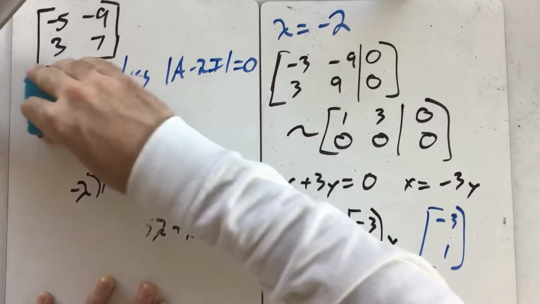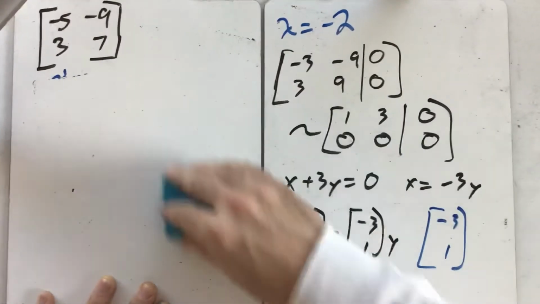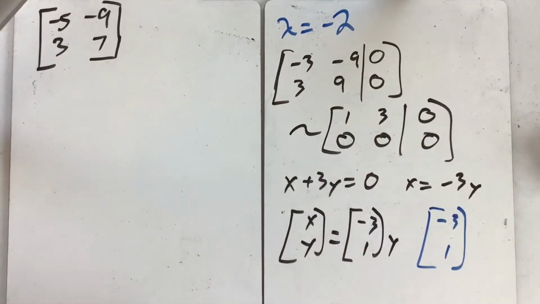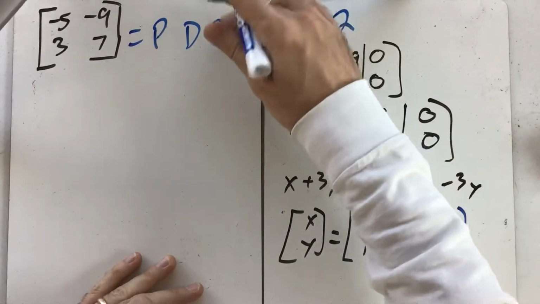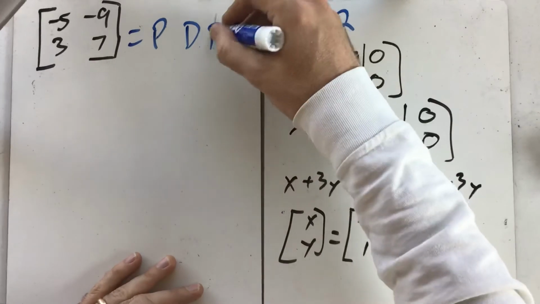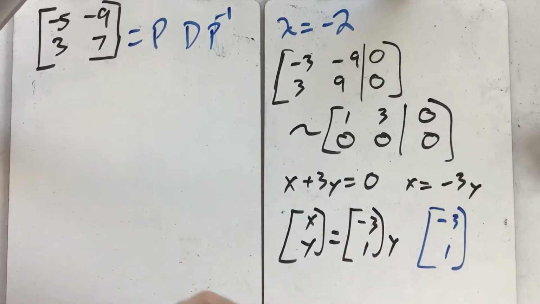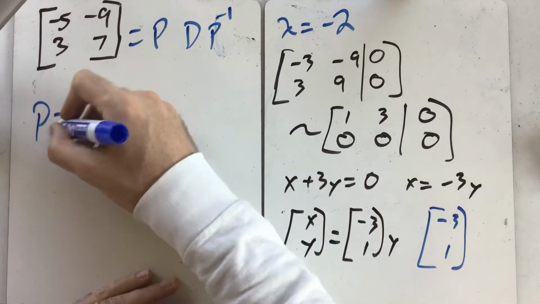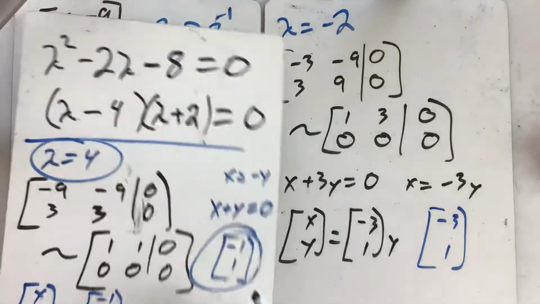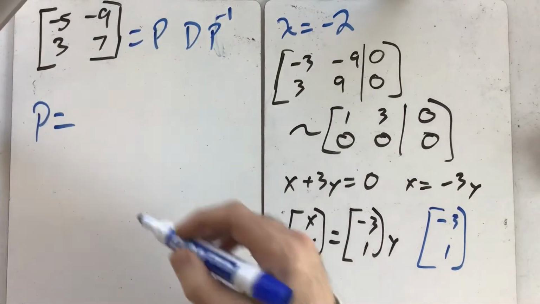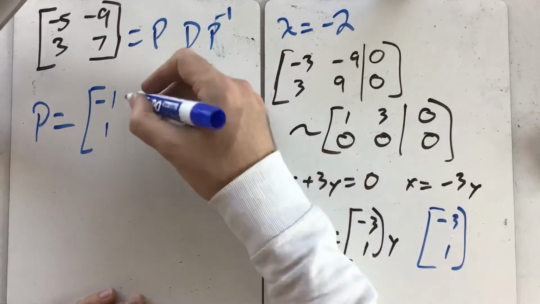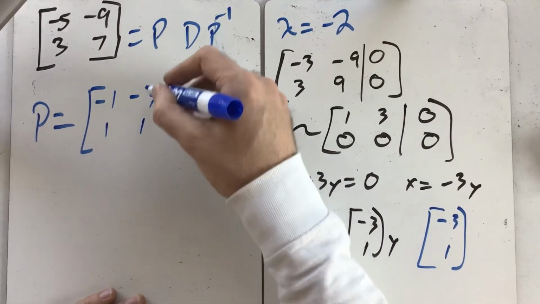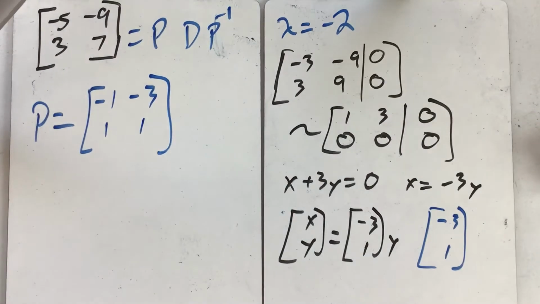Well, I need those 2 matrices. I need the P, and then the D and the P inverse. And so for my P matrix, I just put my 2 eigenvectors in there, and I can put them in any order. So I'll put that first one first, -1, 1, and then put that one second, -3, 1. And so there's my P matrix.